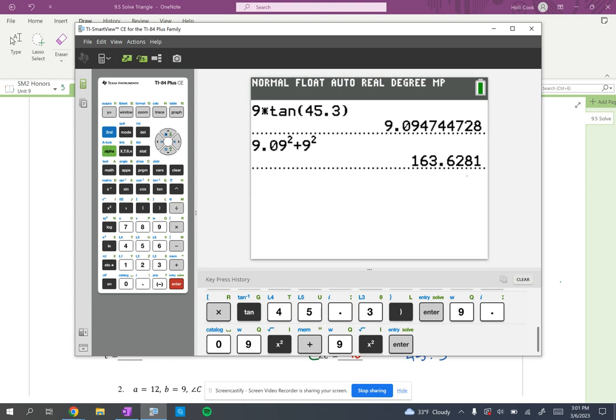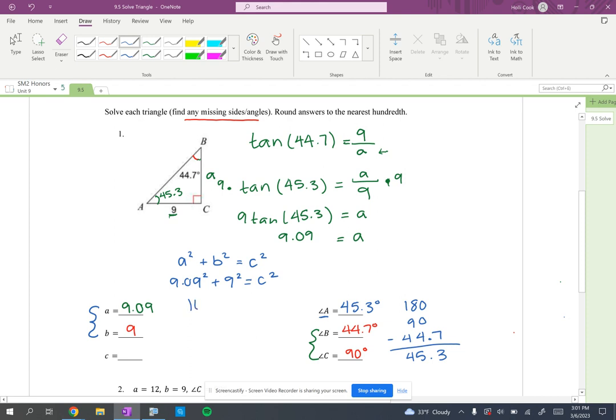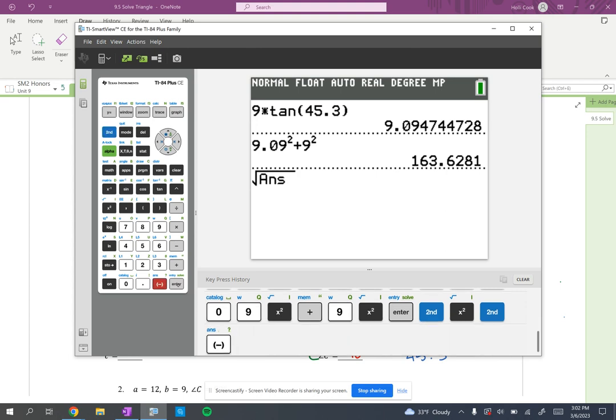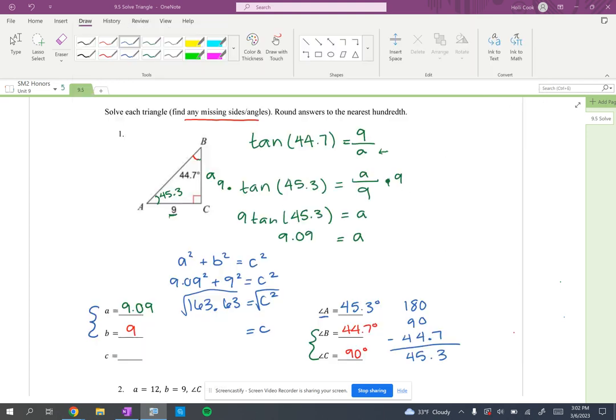163.63. Make sure you round that 2 up since we've got an 8 after it. So 163.63. Okay, and then all we have to do is take our square root. And again, we'll just do that in our calculator. And we get 12.79. Okay, and that is side C.